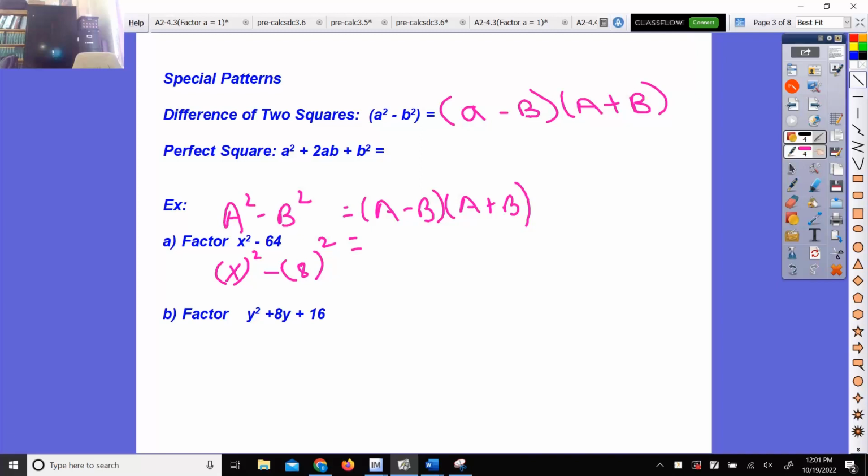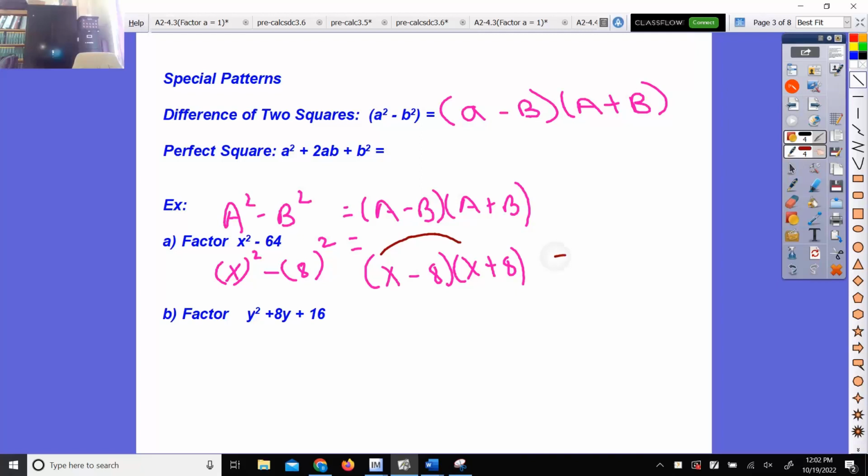So we're using that pattern. What's a going to be? X. You guys get that? What's b going to be? 8. That's all you do is plug them in. So this guy has to factor as x minus 8 times x plus 8. And if you don't believe it, how can you check it? You can FOIL it. It's worth doing at least once if you don't.